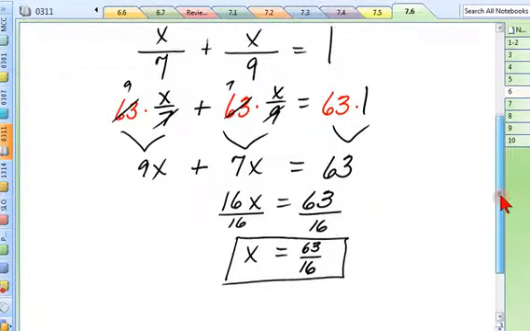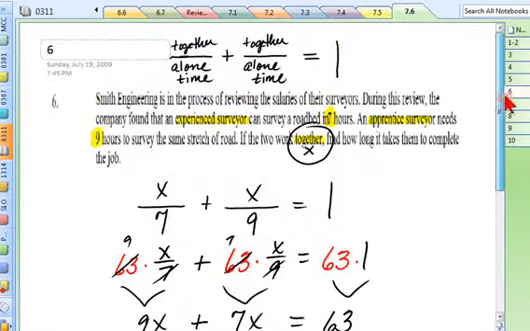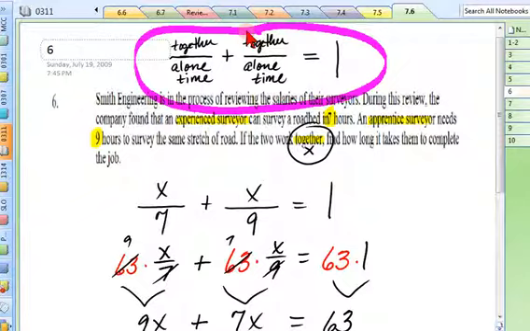But what's important, and will stay important, is this pattern. Together on top, alone on bottom. Let's do a couple of other work problems.